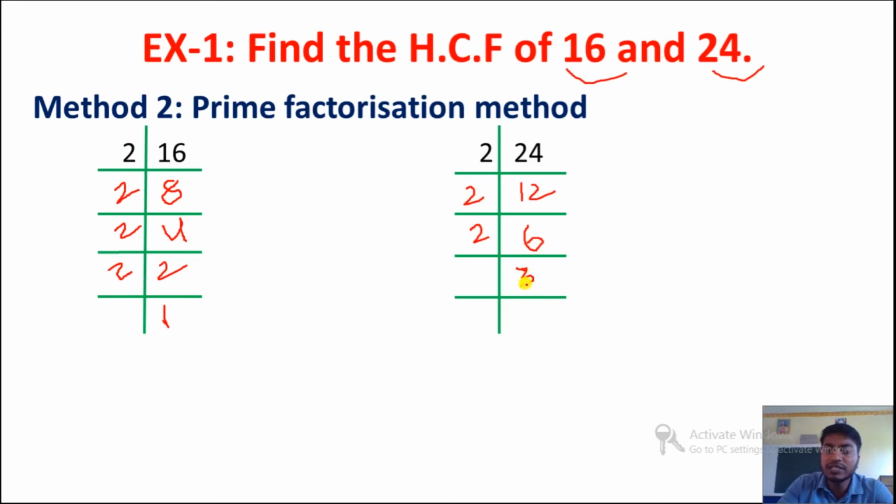Now here you can see we have 3, and 3 we cannot divide by 2. So we will go for the next prime number. And what is the next prime number? 3. And this 3 easily we can divide by 3. So we will take here 3. Clear? 3 1s are 3. Understood?